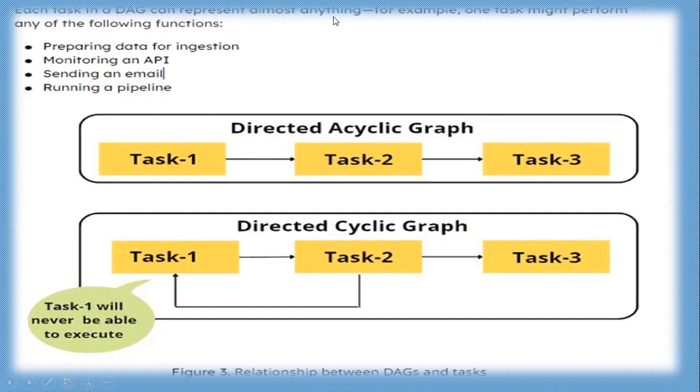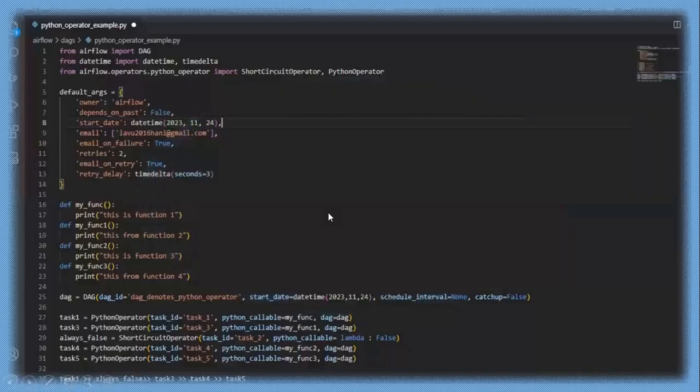And each task in the DAG can represent almost anything. For example, one task might perform any of the following functions: preparing data for ingestion, monitoring an API and sensing it, getting the data from the API call, sending an email, or even running other pipelines. Maybe it can trigger another DAG. So that is a very important thing you need to understand.